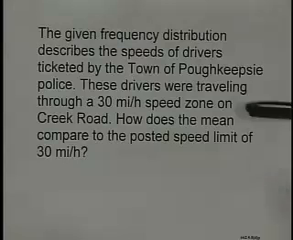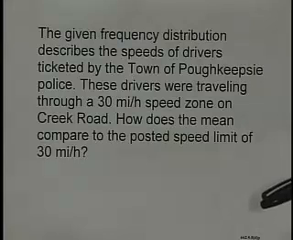In this case, the example I'm using is that the given frequency distribution describes the speeds of drivers ticketed by the town of Poughkeepsie Police. These drivers were traveling through a 30-mile-an-hour speed zone on Creek Road. How does the mean compare to the posted speed limit of 30? So I'm going to have to show you the data that we have in the frequency distribution. Then what we're looking at is those speeds that were recorded, how does that compare to the speed that they were supposed to be going, which was 30? So we always want to answer the original question. So we're going to find that mean and then compare it to 30 miles an hour.